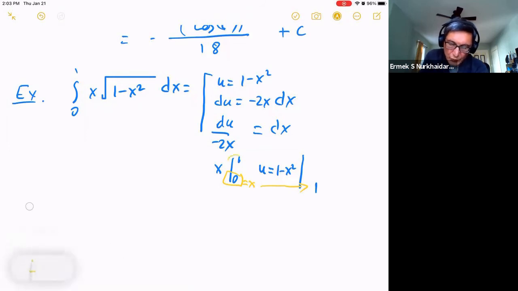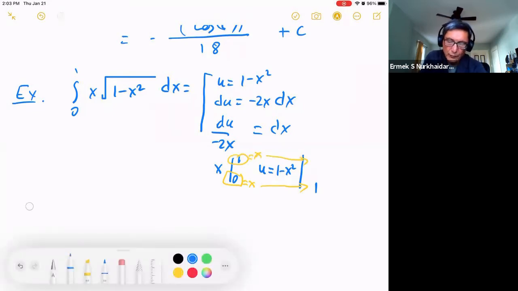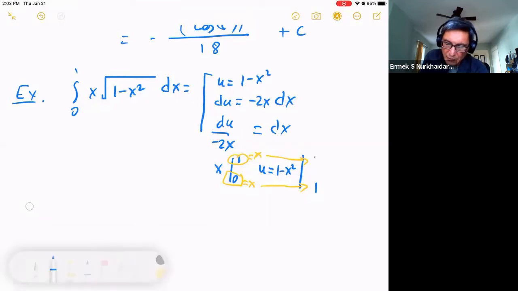On top, we're going to substitute x equals 1. And we're going to calculate the corresponding value of u. u equals 1 minus 1 squared, so it's going to be 0. So the limits for u are going to be changing from 1 to 0.